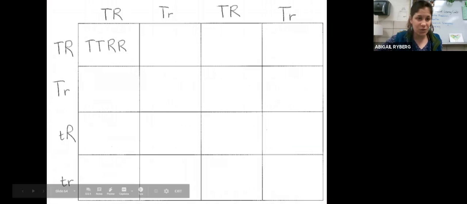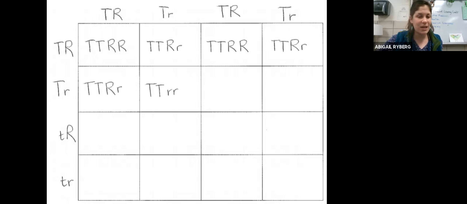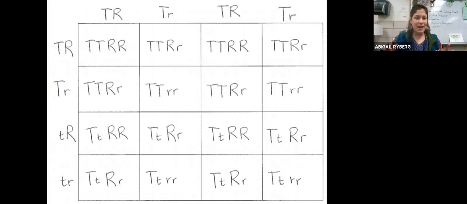Okay, so here's my first square. I've carried down a big T and a big T, and then a big R and a big R. And I'll do the next one, and I get a big T and a big T and a big R and a little r. And I'll just keep moving right along, taking my time, making sure I'm keeping my T's together and my R's together, and so on.